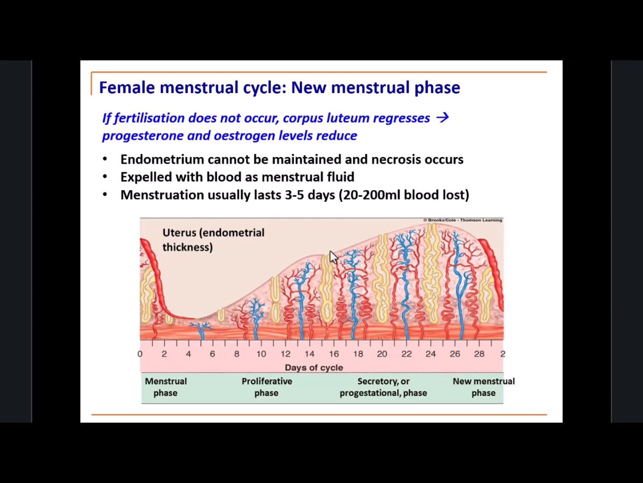And then that's all expelled with blood and tissue as that menstrual fluid, which lasts a few days, as we've already said, and anywhere between 20 and 200 mils is lost. And then because progesterone levels and estrogen levels have reduced, they are no longer inhibiting FSH and LH, so they can start to rise again and the new cycle begins.